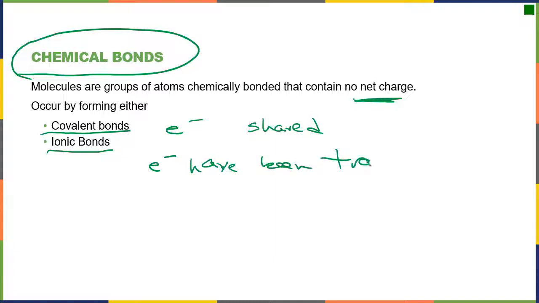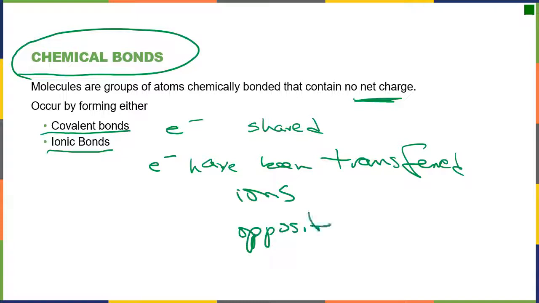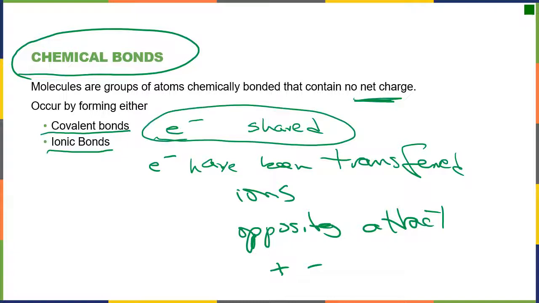And after they have been transferred, we have made ions, and our compounds are held together because opposites attract, such that if we have something positive, something negative is going to stick to it. So we have 2 options. Electrons are shared, and when they're shared, we make a covalent bond, or we have positive and negative things sticking together, and that makes a nice ionic bond.